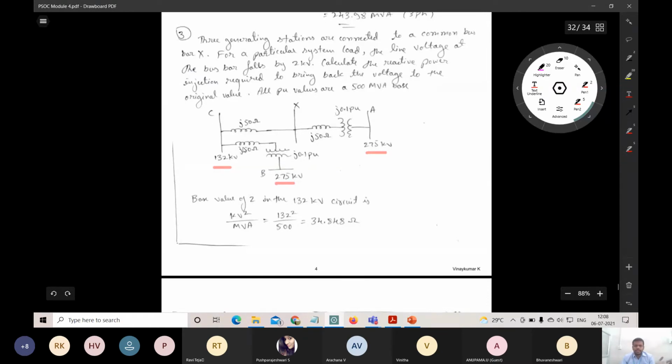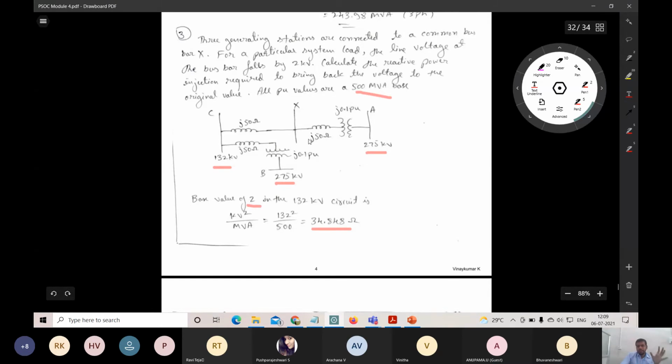So at C, the base value of Z is given by kV squared divided by MVA. kV is 132 kV, squared. For MVA, he has given that we take the base as 500 MVA. If it is not given, take it as 100, which will be easy to calculate. So 132 squared divided by 500, we will get 34.848. This is our Z base value.